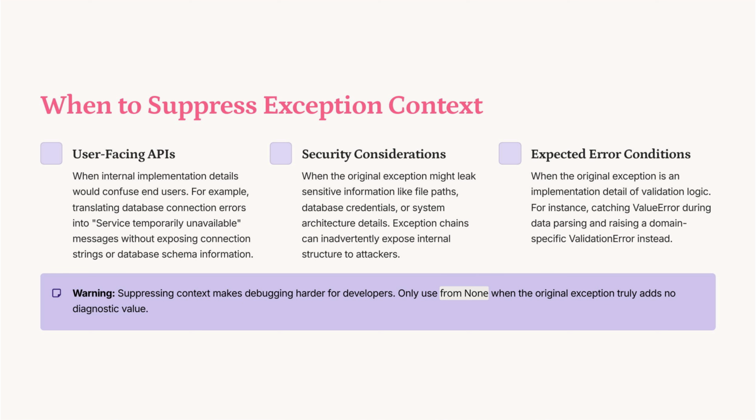Suppressing exception context is crucial in user-facing APIs to prevent confusion from internal details. It enhances security by hiding sensitive information like file paths or credentials. In expected error conditions, it allows for raising domain-specific errors, improving user experience. However, it complicates debugging, so use it only when necessary.